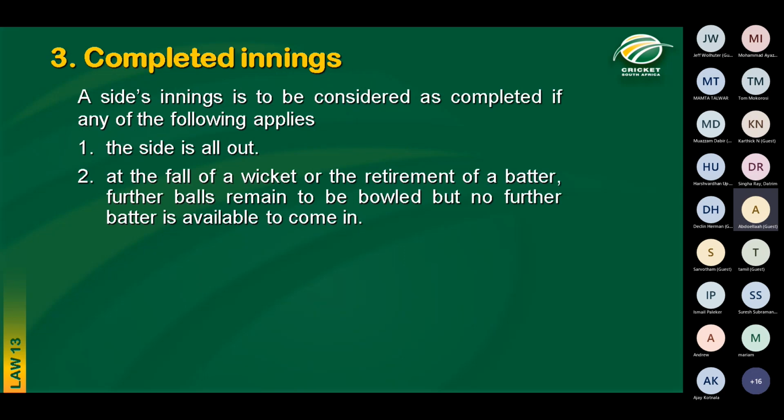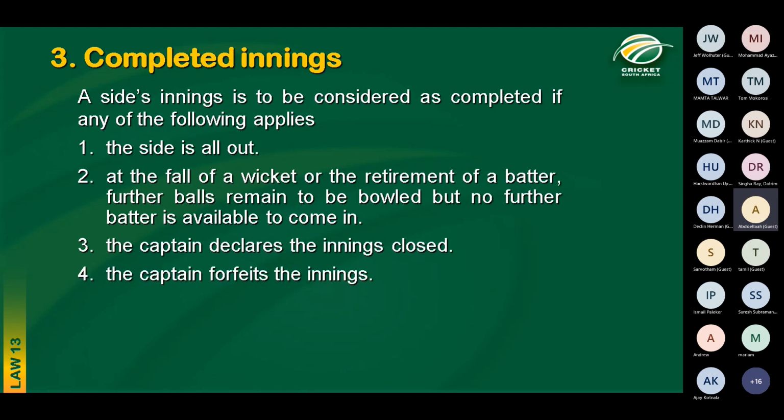So now there are still balls remaining to be bowled, but side A is only 9 down. Because the injured batter is not able to continue his or her innings, that innings is then completed, even though they are only 9 wickets down. An innings is also completed if a captain declares the innings closed. An innings is also completed when the captain forfeits the innings, and we will handle declaration and forfeiture in the next law.